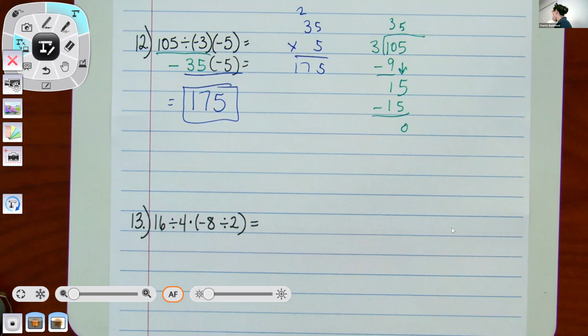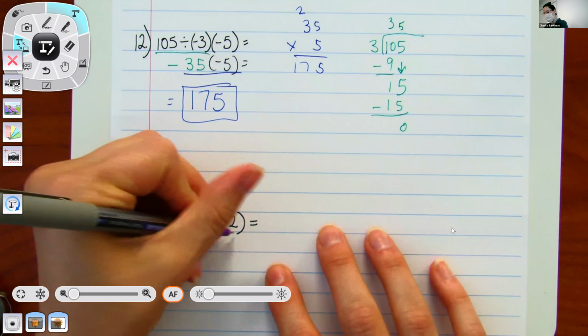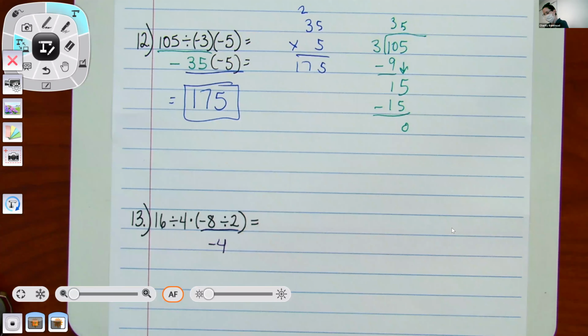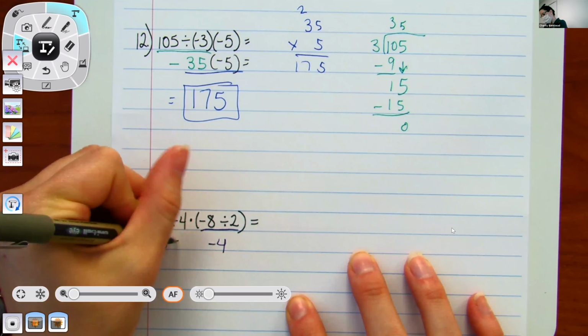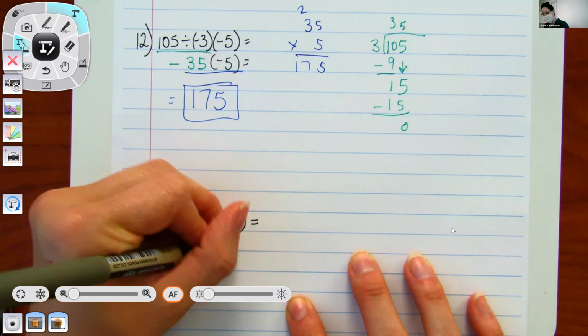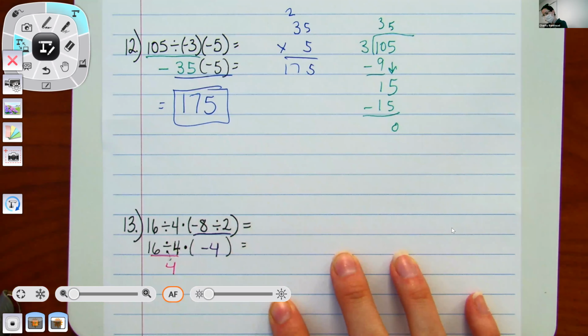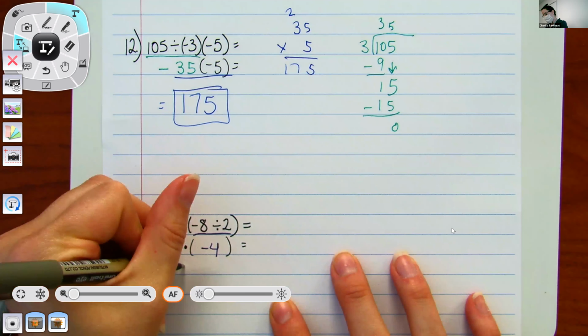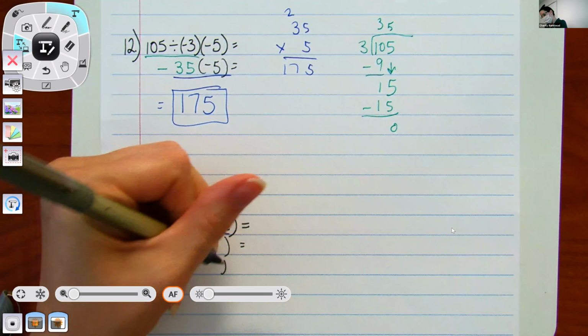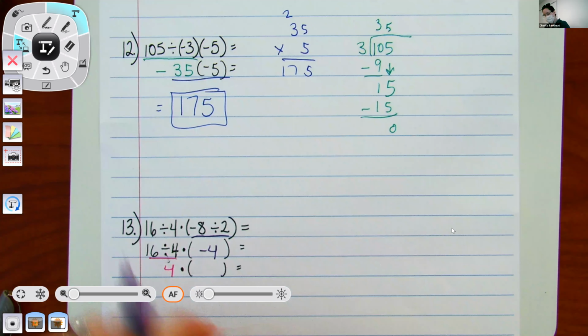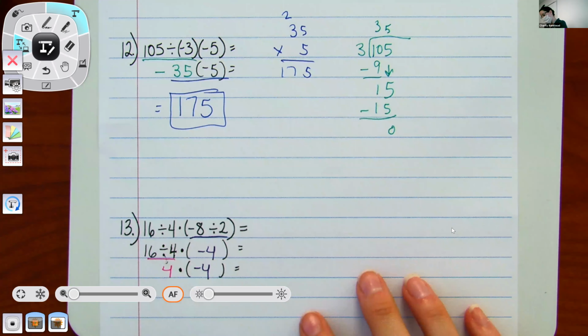All right, on number 13, we do need to do what's inside the parentheses first. So negative 8 divided by 2 equals negative 4. And then I'm just going to bring everything else down. So 16 divided by 4 times negative 4. And then I'm just going to go straight across. So 16 divided by 4 equals 4. And bring the rest down. So then it's 4 times negative 4. And 4 times negative 4 equals negative 16.